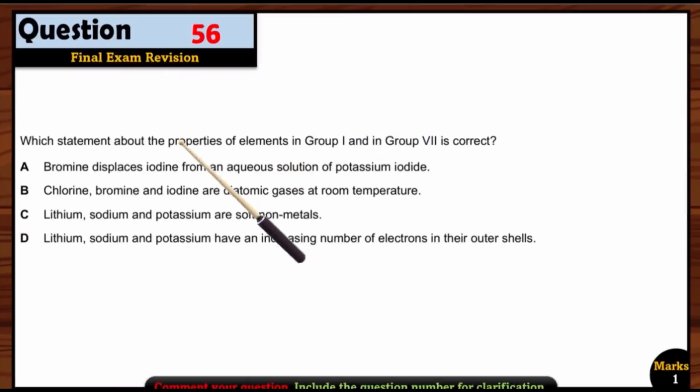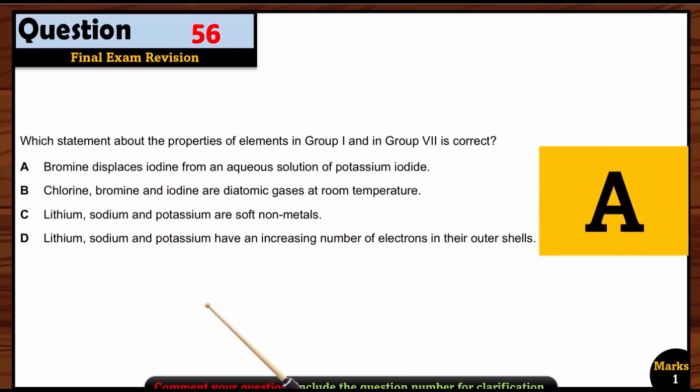Question 56. Which statement about the properties of elements in group 1 and group 7 is correct? So let's see one by one. Bromine displaces iodine from an aqueous solution of potassium iodide. Yes, that's right. So option A, we don't have to look at other options. Option A is the right option here because bromine is more reactive than iodine.